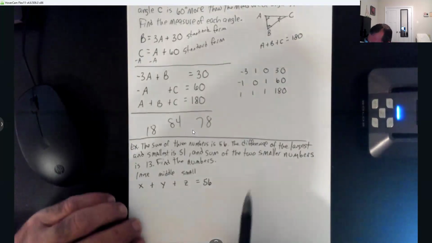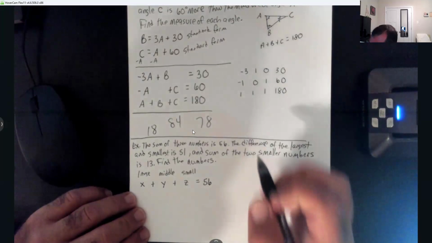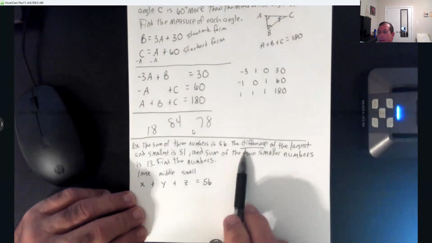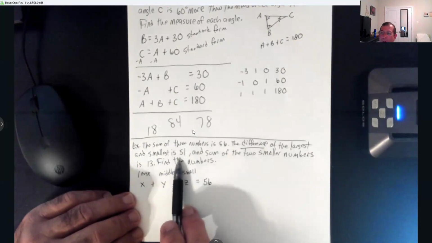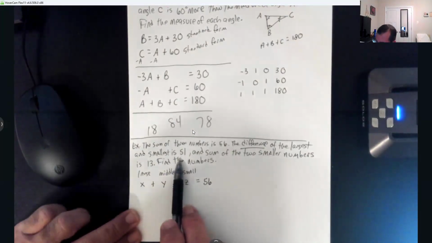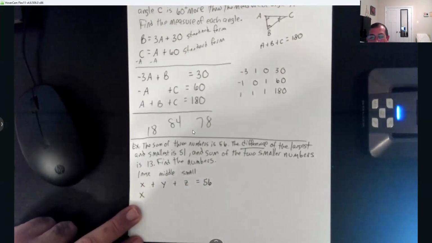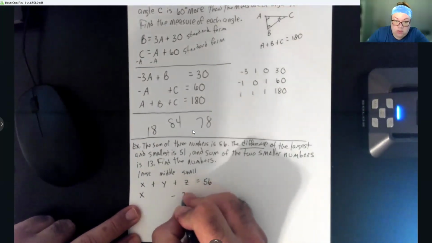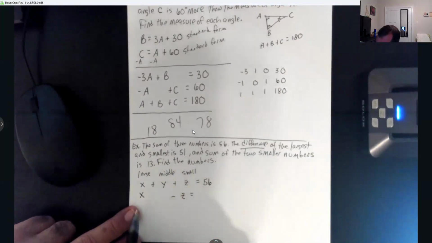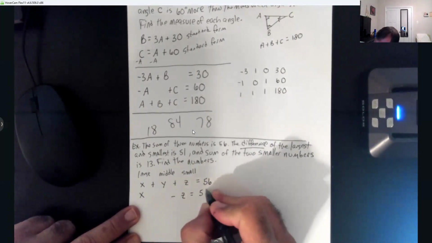But watch this next line. Difference means subtraction. The difference between the largest and the smallest. Well, y'all, if X is my largest number, who's getting subtracted? Z. The Z, good job. So my largest minus my smallest equals 51.